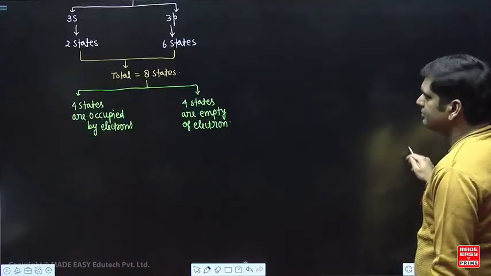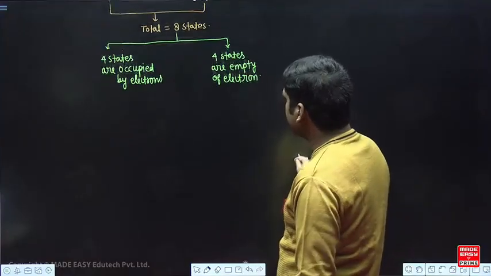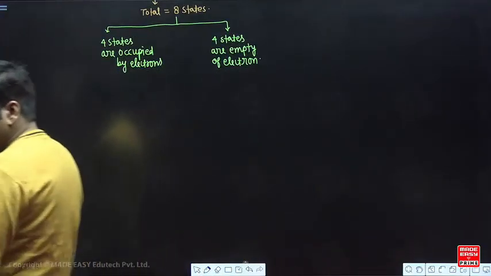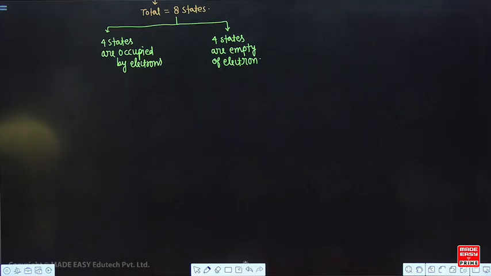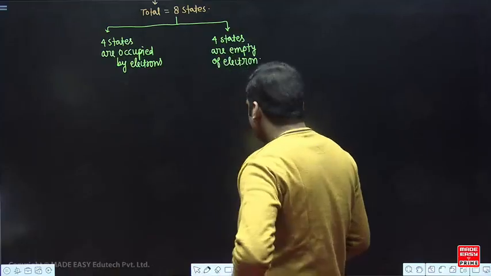4 states are occupied by the electrons and 4 states are empty of electrons. Let's go. I took optional as electrical engineering because electronics engineering is not in the syllabus of UPSC. So I took electrical engineering. Electrical engineering was my option. Please come back.